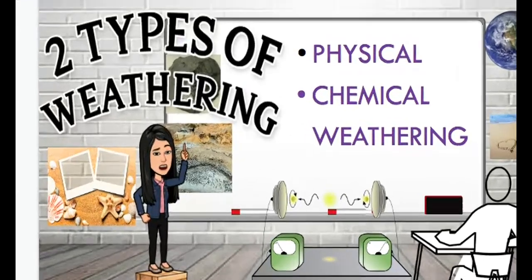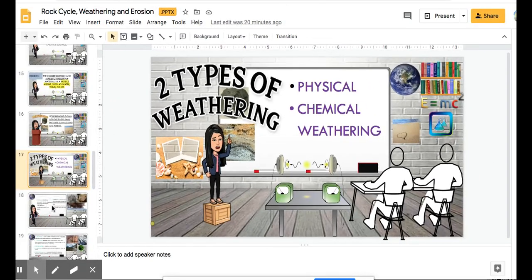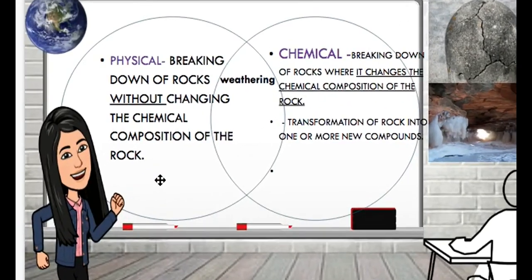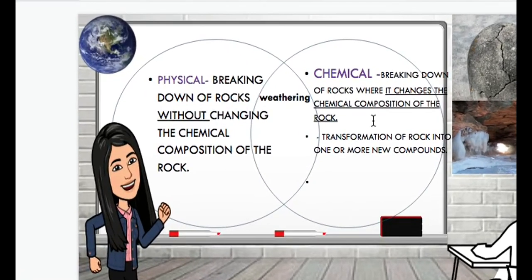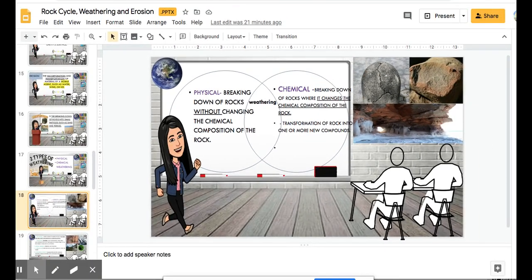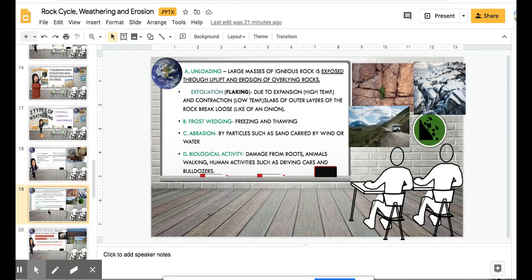There are two types of weathering: physical and chemical weathering. When we say physical weathering, it's the breaking down of rocks without changing the chemical composition of the rock, while chemical weathering is the breaking down of rocks where it changes the chemical composition of the rock. So there's a transformation of rock into one or more new compounds.